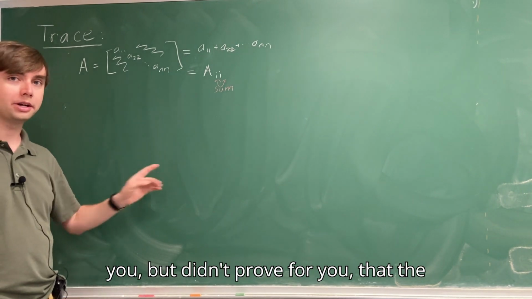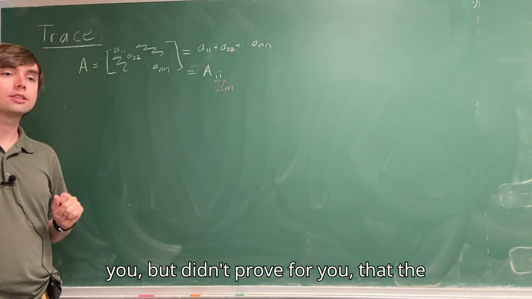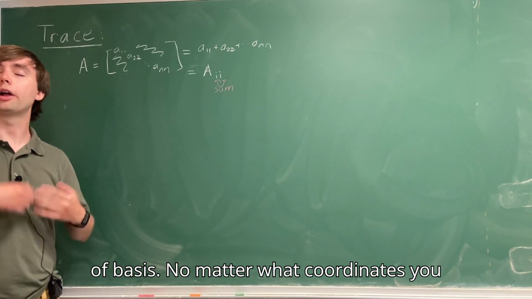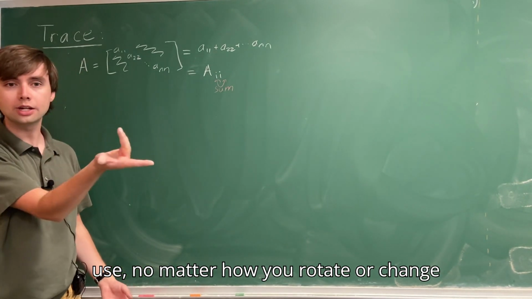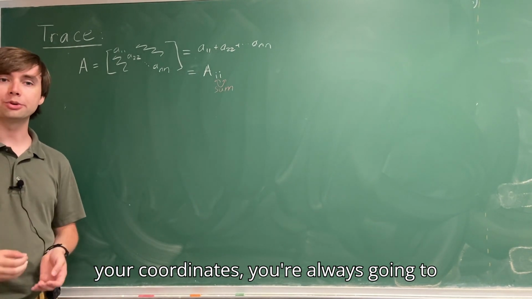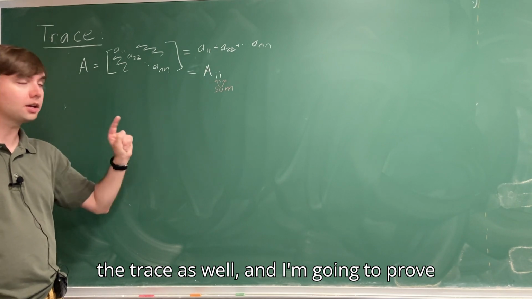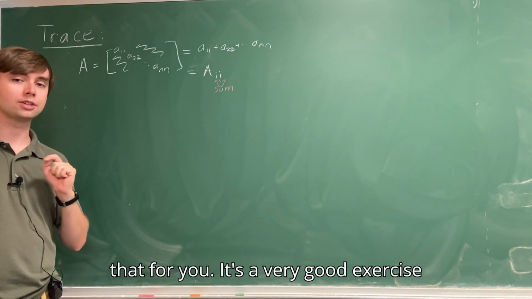So I told you, but didn't prove for you, that the determinant is invariant under a change of basis. No matter what coordinates you use, no matter how you rotate or change your coordinates, you're always going to get the same determinant. That's true of the trace as well, and I'm going to prove that for you. It's a very good exercise with index notation.